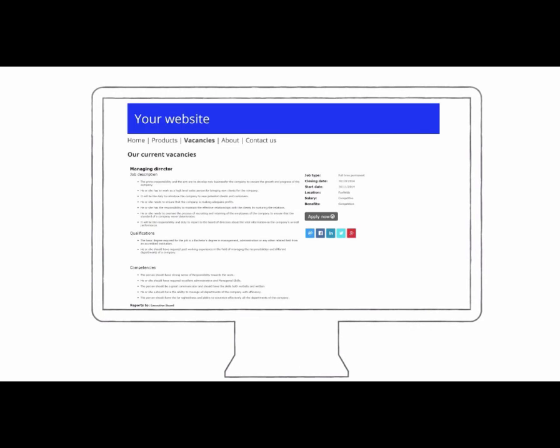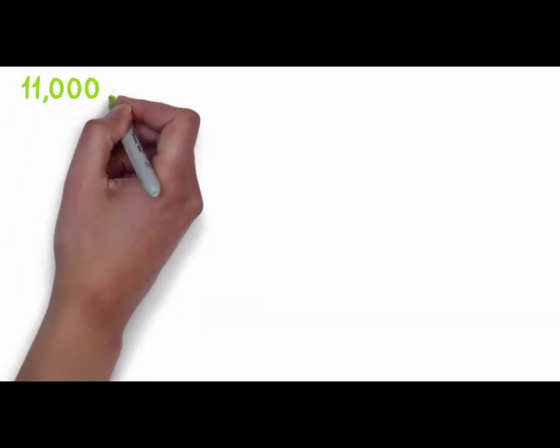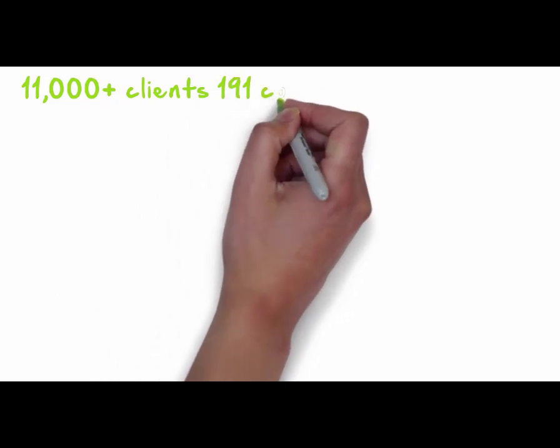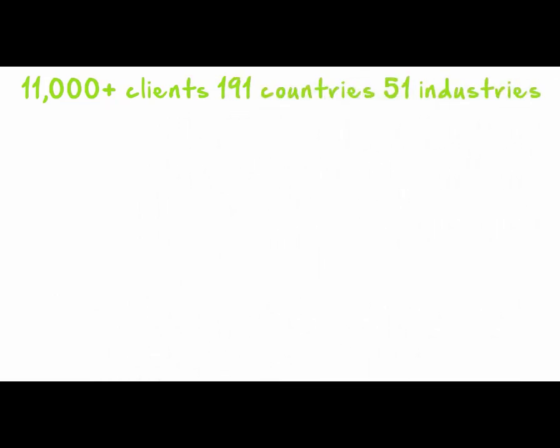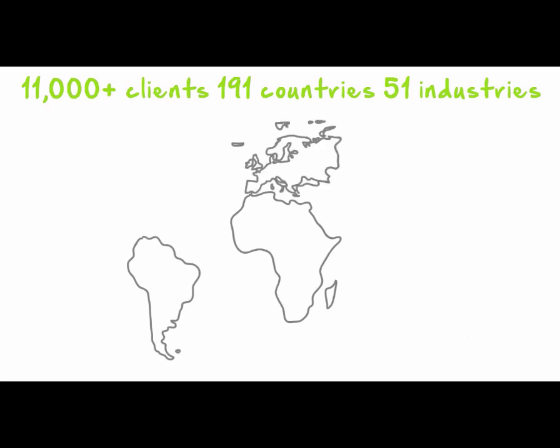With Natural HR, you can also manage the life cycle of an employee, right from posting a requisition to interviewing to making offers and onboarding with our comprehensive recruitment system, including online job listing and application, which can be fully embedded into your website. Natural HR is used by over 11,000 clients across 51 different industries in 191 countries globally.